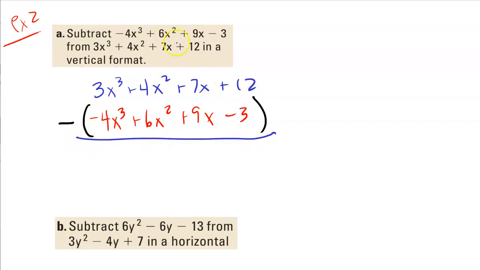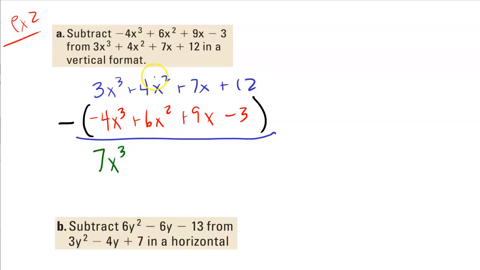So what are we doing here? We're just doing the exact same thing, except we're subtracting instead of adding. So I'm going to take the 3x cubed minus a negative 4x cubed. Well, if I take a 3x cubed minus a negative 4x cubed, that would be 3 plus, right? So I'm going to take a 3 plus a 4x cubed to give me a 7x cubed.